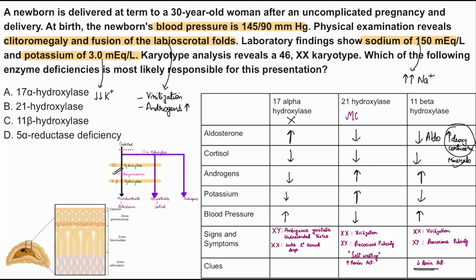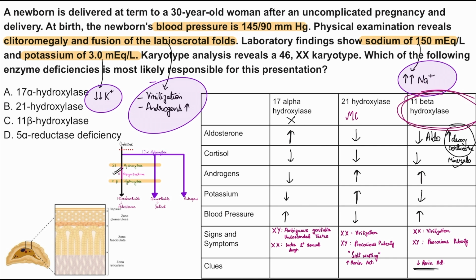Now look at this question again. Blood pressure of the patient is high. She's undergoing virilization. So we can see here that the androgens are high. Potassium is low. Sodium is actually high. Sodium is being retained. So we are dealing with a case of 11 beta hydroxylase.